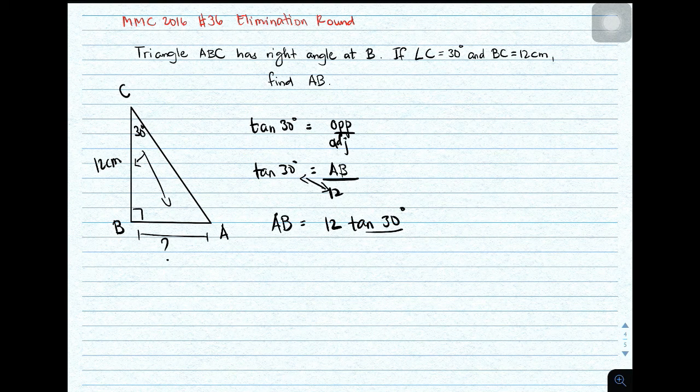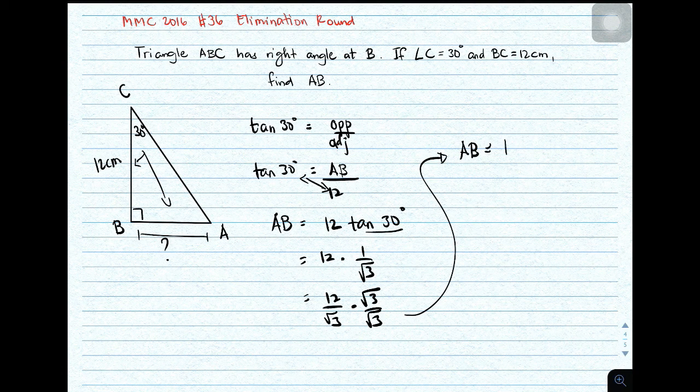And then, kung tandaan nyo pa to, yung value nito, tangent 30 degrees is equal to 1 over square root of 3. You have 12 times 1 over square root of 3. You will have 12 over square root of 3. And then, you can rationalize. AB is equal to 12 square root of 3 over 3. So therefore, the length of side AB is simply 4 square root of 3.